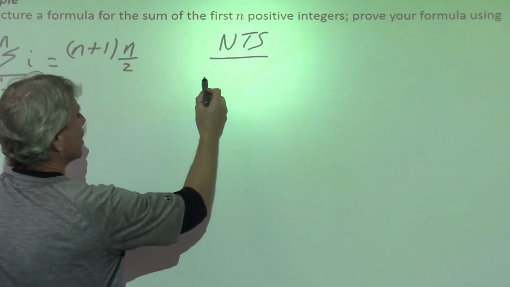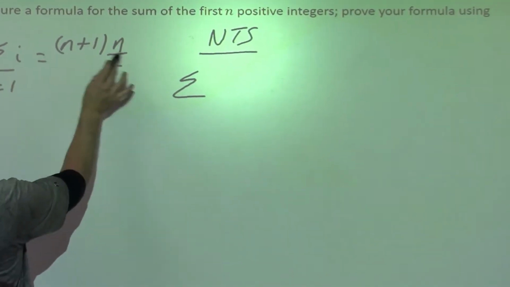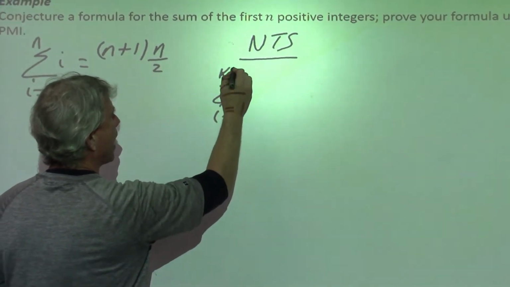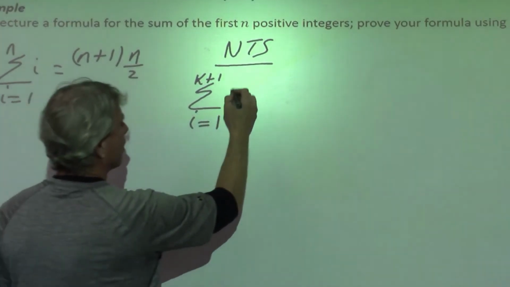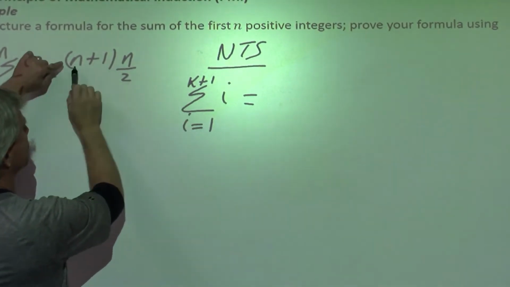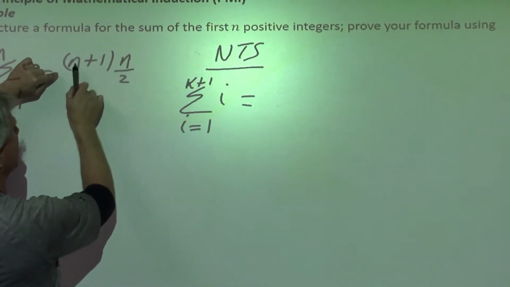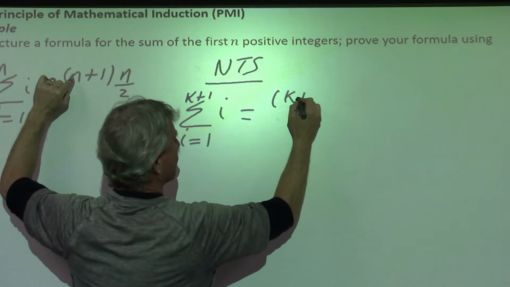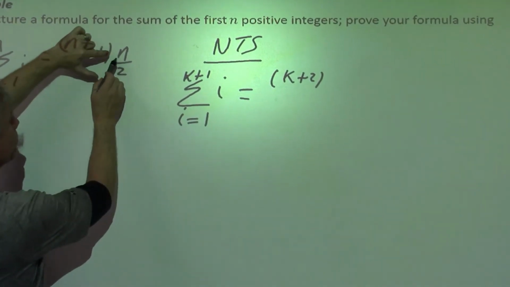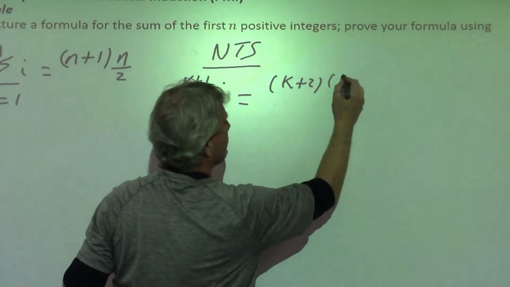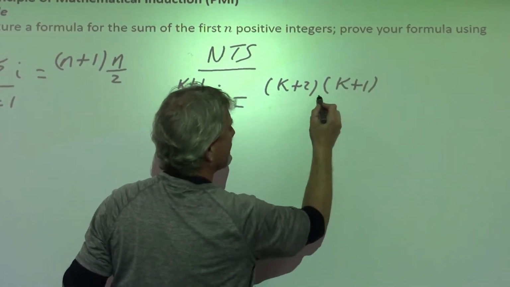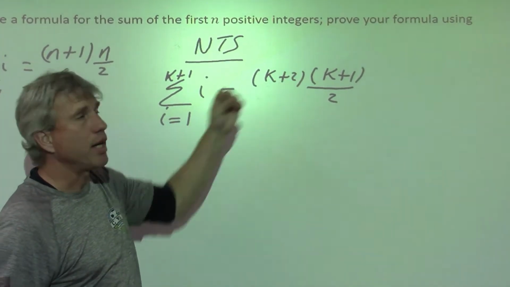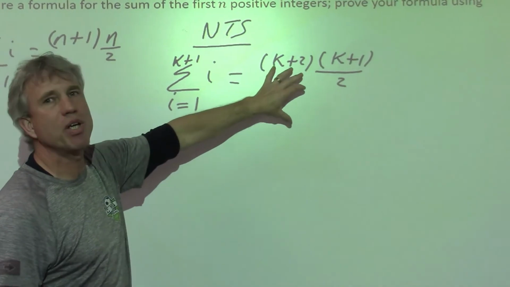So in this case, if the formula is true, when we take the sum from i equals 1 to k plus 1 of i, and if we were to actually plug k plus 1 into the formula, we would get k plus 1 going in for n. We'd get k plus 1 times k plus 2, and then we would replace this n with k plus 1, and it would be over 2. So this is what we need to show. If the formula works, this should be what we get.